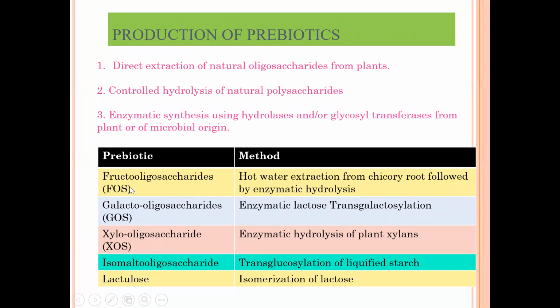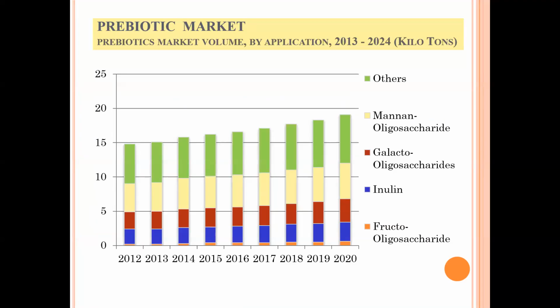In short, the FOS can be produced through hot water extraction from chicory root followed by enzymatic hydrolysis. GOS can be formed through enzymatic lactose transgalactosylation. XOS can be formed through enzymatic hydrolysis of plant xylans. Then isomalto-oligosaccharides can be formed through transglucosylation of liquefied starch.